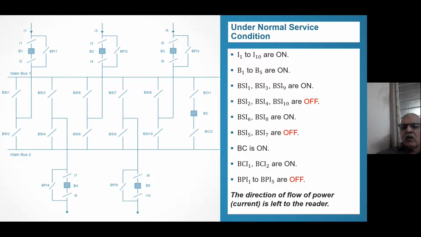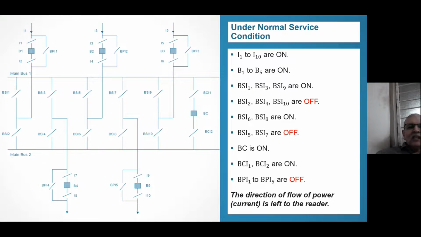BSI2, BSI4 is off. BSI4 cannot be off because if you keep BSI4 off, then power cannot go like this. No, it's okay. BSI1, BSI3, it is on, and BSI9 is also on.